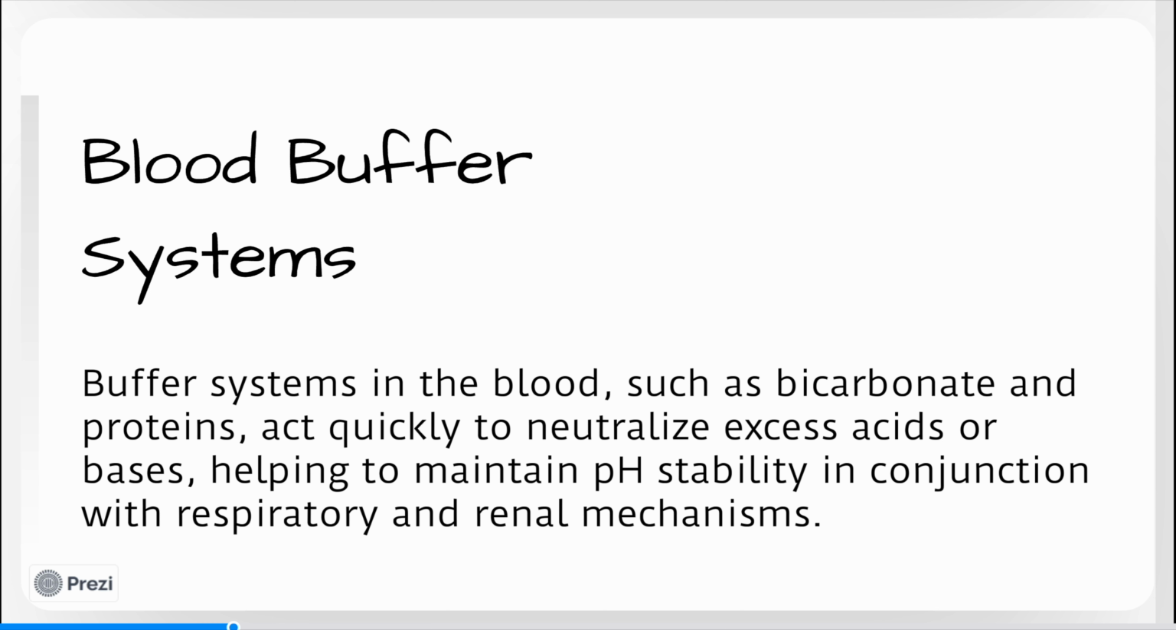Buffer systems are the body's first line of defense in maintaining pH stability. They act within seconds to neutralize excess acids or bases before larger regulatory systems like the lungs and kidneys step in. The most important buffer in the blood is the bicarbonate buffer system, which balances carbonic acid and bicarbonate to keep pH in range. Protein buffers, including hemoglobin, also play a role by binding hydrogen ions and minimizing pH shifts. Although all the buffer systems work quickly, they are limited in capacity. That's why they function in conjunction with respiratory and renal mechanisms to ensure long-term acid-base homeostasis.